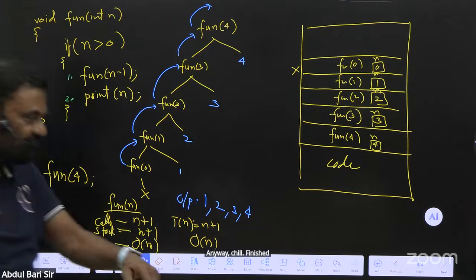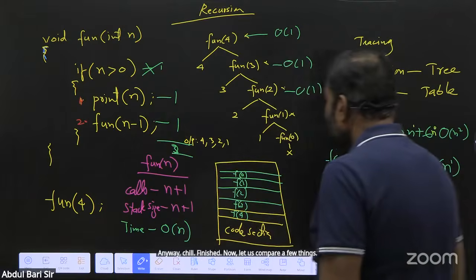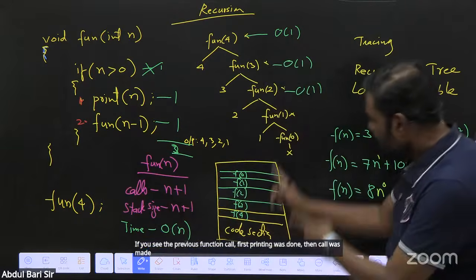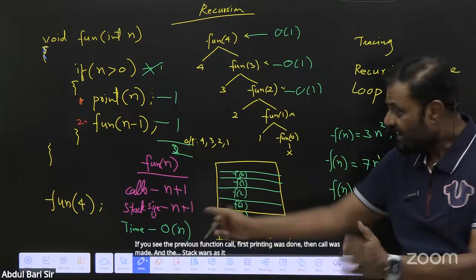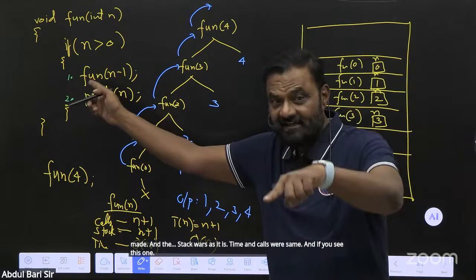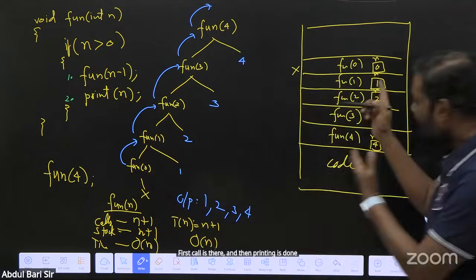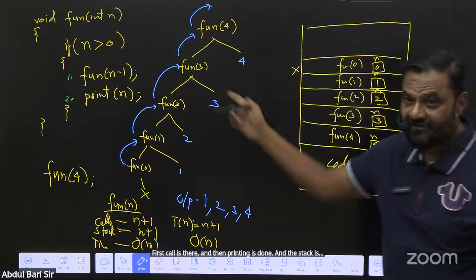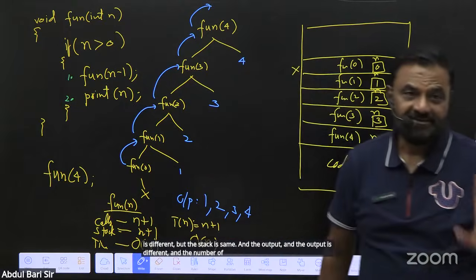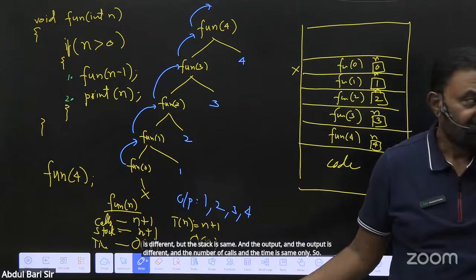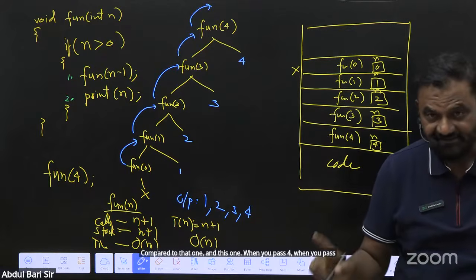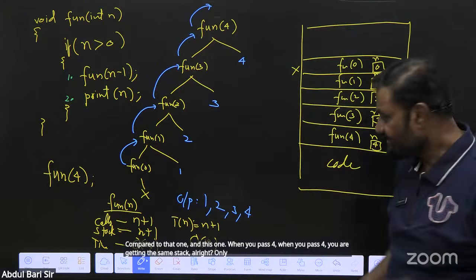Finished. Now, let us compare a few things. In the previous function, first printing was done, then the call was made, and the stack was as it is. Time and calls were the same. In this one, first the call is there and then printing is done, and the stack is the same. The tree is different, but the stack is the same. The output is different, and the number of calls and the time are the same. The main thing is that the stack is the same when you pass 4, in both this one and that one.